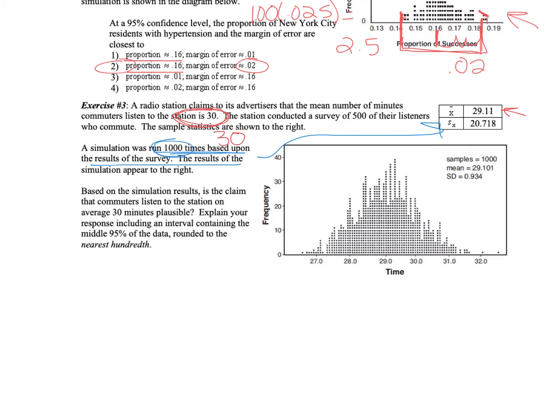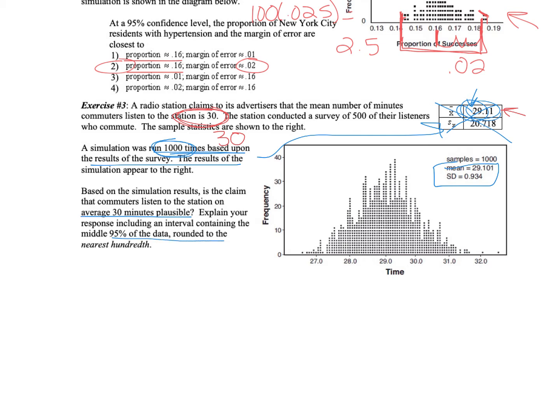So we have 1,000 dots, but we don't have to cut off dots because we do have the mean and the standard deviation of this sampling distribution. So we're not really using this other than the fact that they use this number here to do the simulation down here. Based on the simulation results, is the claim that commuters listen to the station on average 30 minutes plausible? Explain your response, including an interval containing the middle 95% of the data rounded to the nearest hundredth.